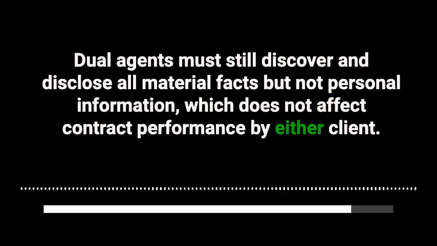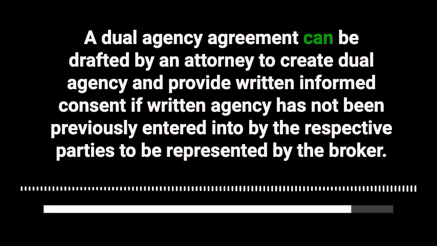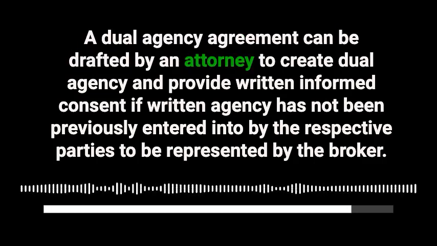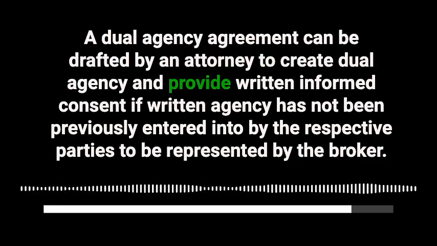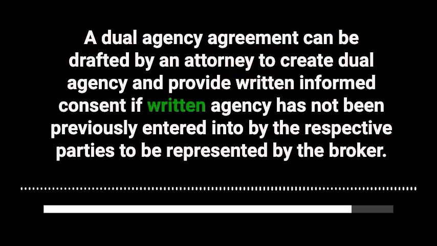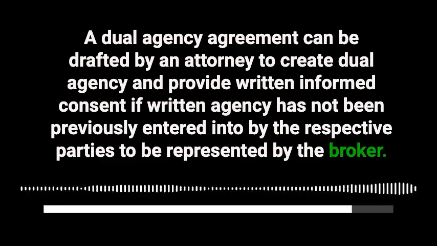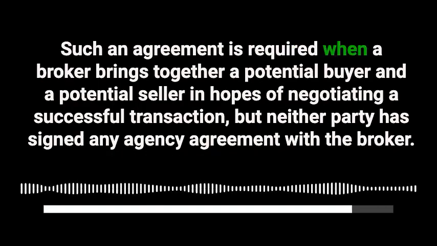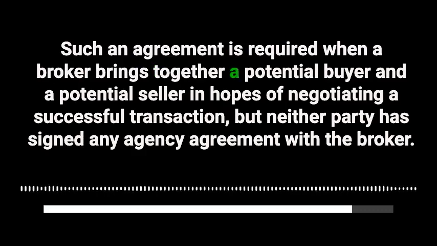A dual agency agreement can be drafted by an attorney to create dual agency and provide written informed consent if written agency has not been previously entered into by the respective parties to be represented by the broker. Such an agreement is required when a broker brings together a potential buyer and a potential seller in hopes of negotiating a successful transaction, but neither party has signed any agency agreement with the broker.